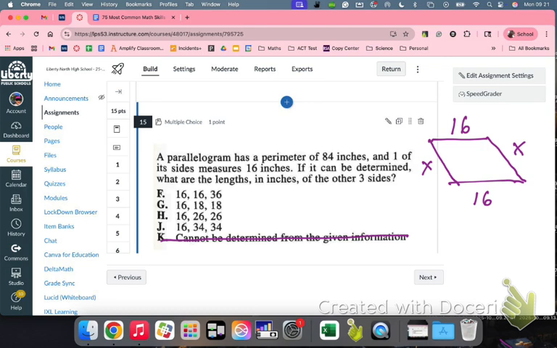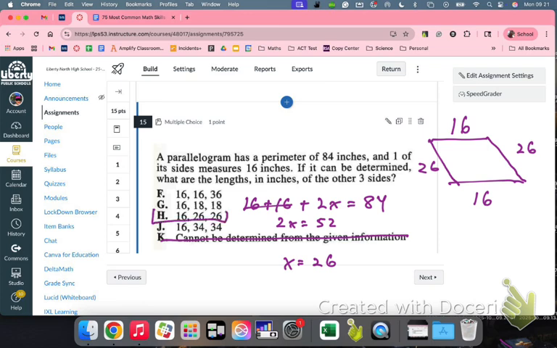So what it's going to turn into is the two sides that I know plus the two that I don't will equal 84. And if I subtract 16 and 16 from both sides, I'm going to get 2x equals 52. And then if I divide by 2, I'm going to get x equals 26. So my sides are going to be 16 and 16 and 26 and 26, which means my answer would be H.